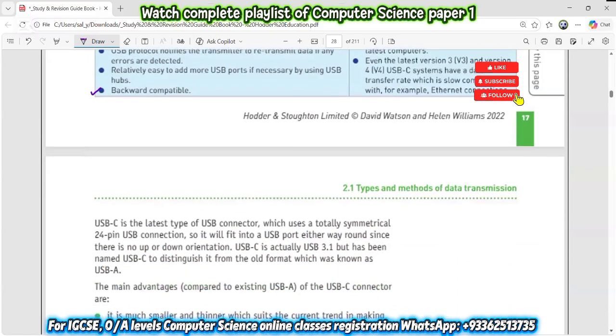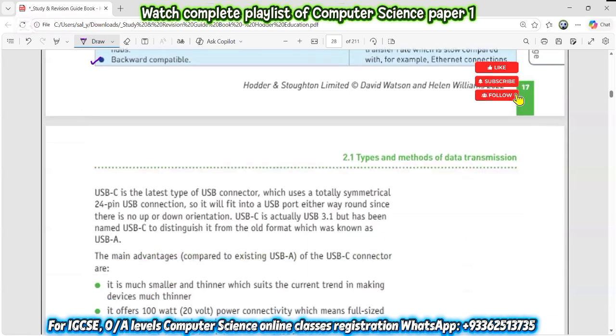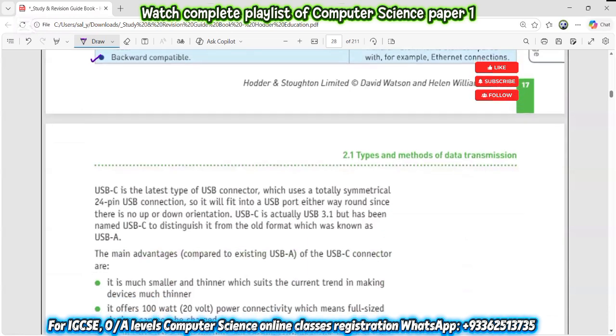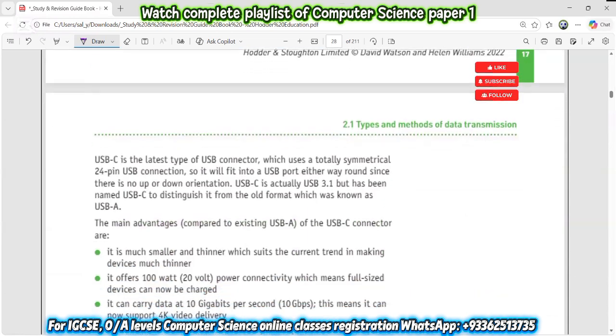Now, another one is USB-C. I hope we are all aware of the term USB-C. USB-C is the latest USB connector, which is going to fit into a USB port either way around. And this is an advantage: no up or down orientation. Usually 3.1 has been named USB-C to distinguish it from the earlier format, which is known as USB-A.